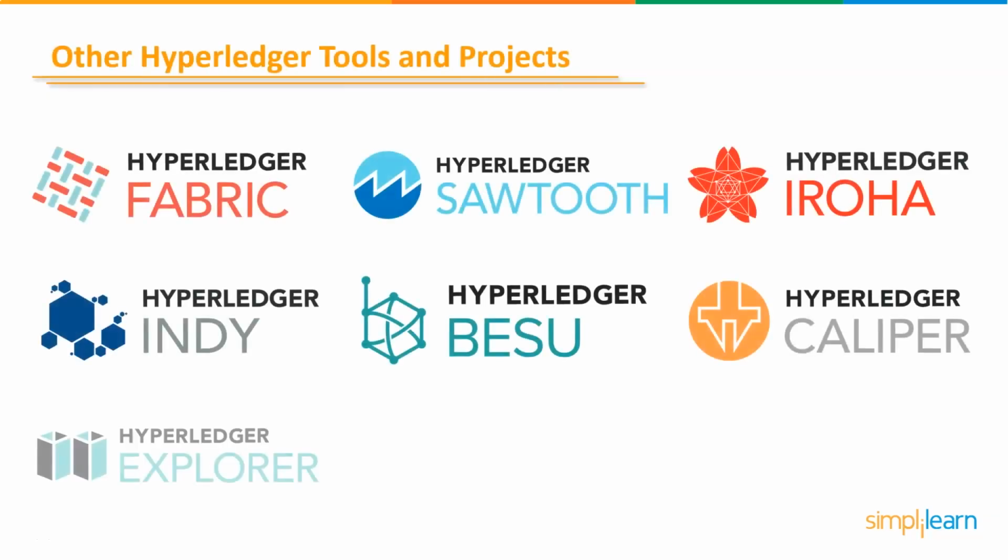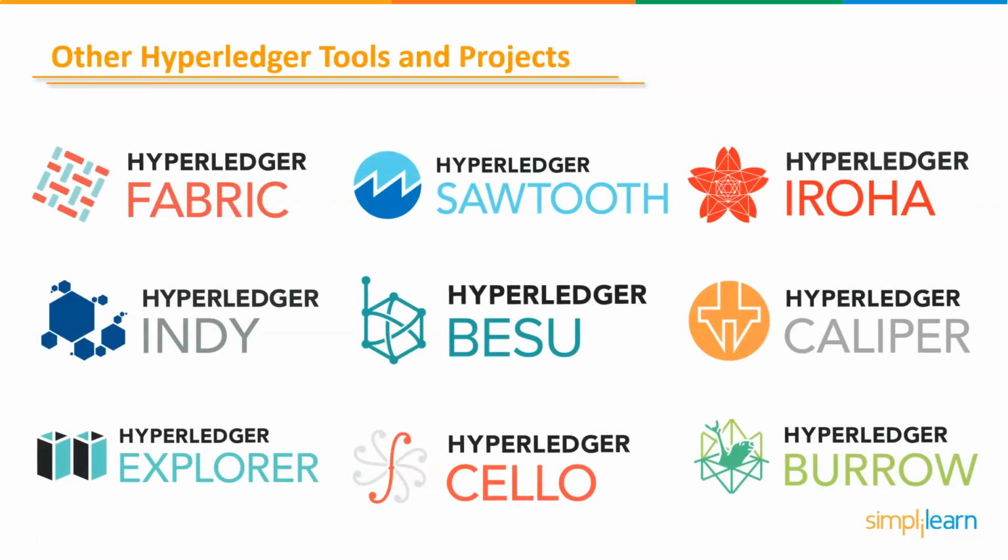Now let's have a look at some other Hyperledger tools and projects. Hyperledger Fabric, Hyperledger Sawtooth, Hyperledger Iroha, Hyperledger Indy, Hyperledger Besu, Hyperledger Caliper, Hyperledger Explorer, Hyperledger Cello, and Hyperledger Burrow are a few Hyperledger tools and projects introduced after the origin of Hyperledger in 2016.